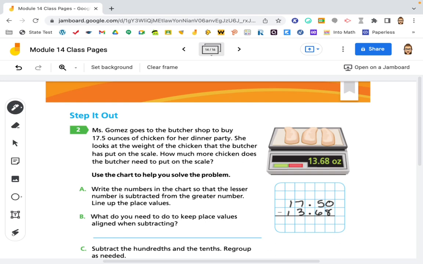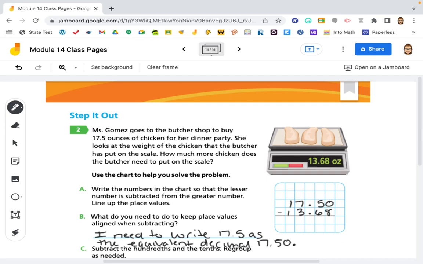And that answers the question, what do you need to do to keep place values aligned when subtracting? I need to write 17 and 5/10 as the equivalent decimal, 17.50, 17 and 50 hundredths. And this is not a second decimal point, it's a period. Because I know that can get confusing.